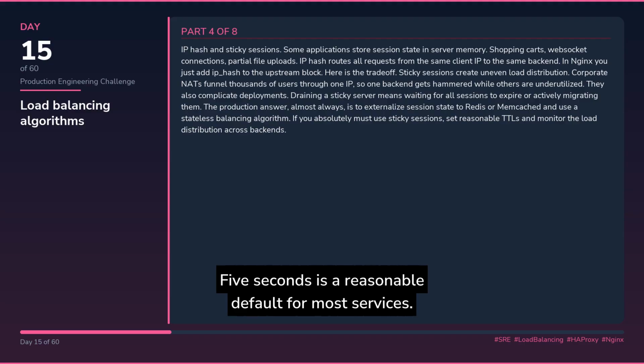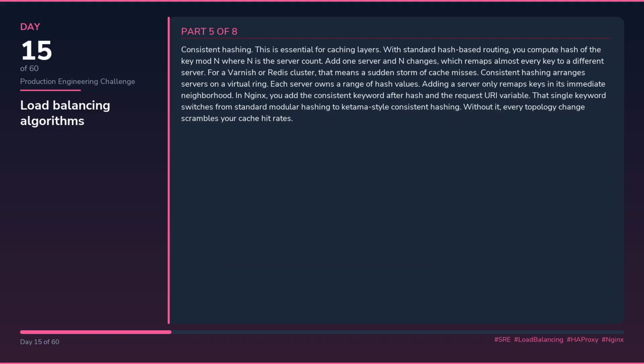Consistent hashing. This is essential for caching layers. With standard hash-based routing, you compute hash of the key mod n where n is the server count. Add one server and n changes, which remaps almost every key to a different server. For a Varnish or Redis cluster, that means a sudden storm of cache misses. Consistent hashing arranges servers on a virtual ring. Each server owns a range of hash values. Adding a server only remaps keys in its immediate neighborhood.